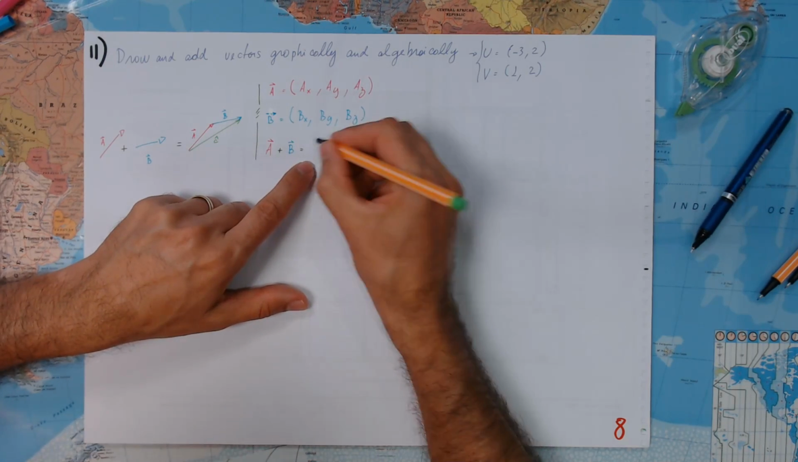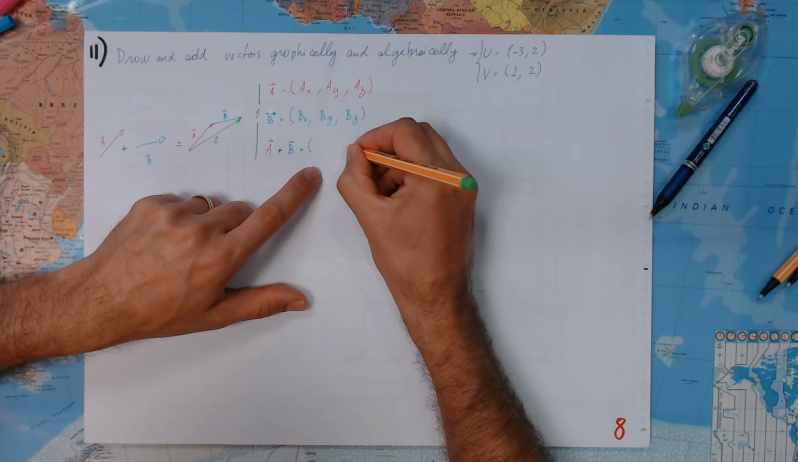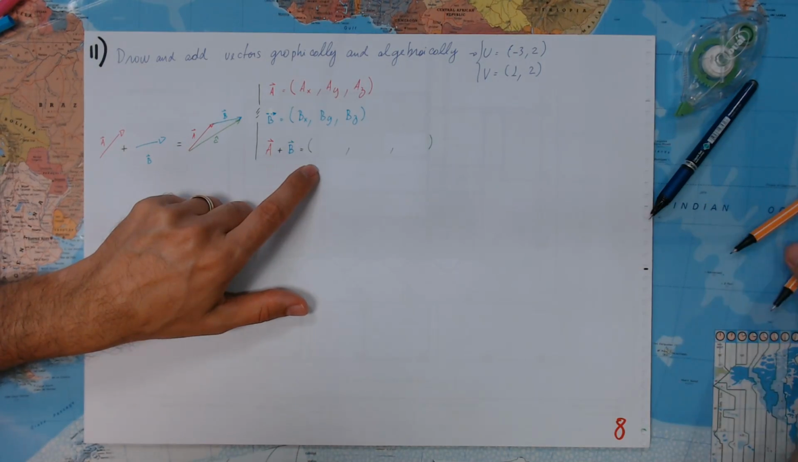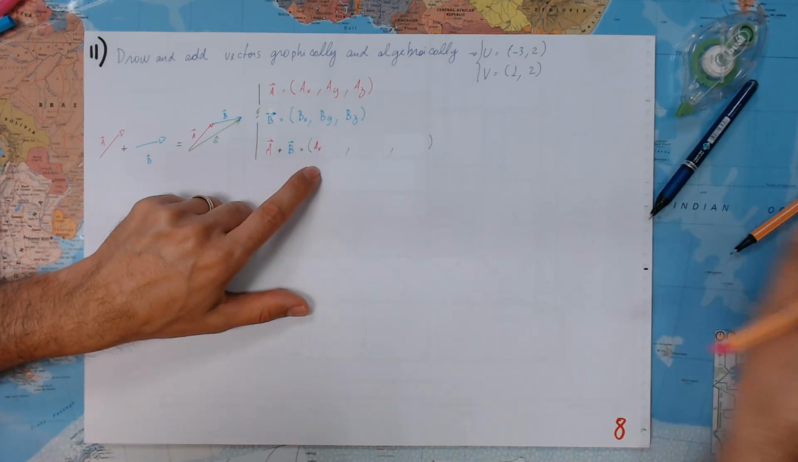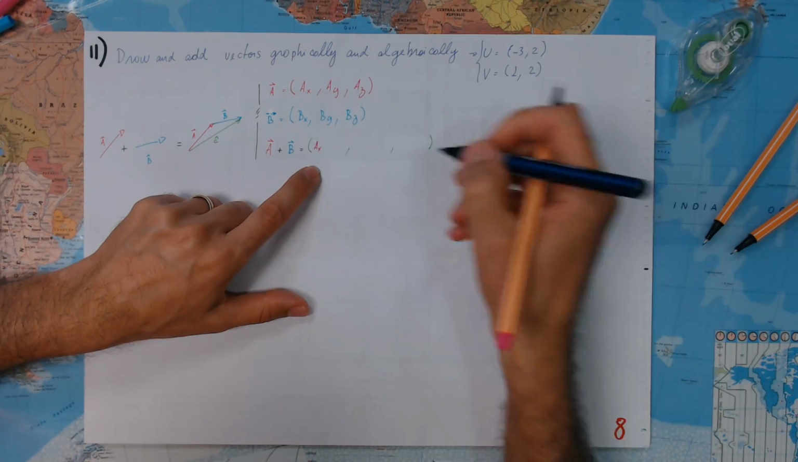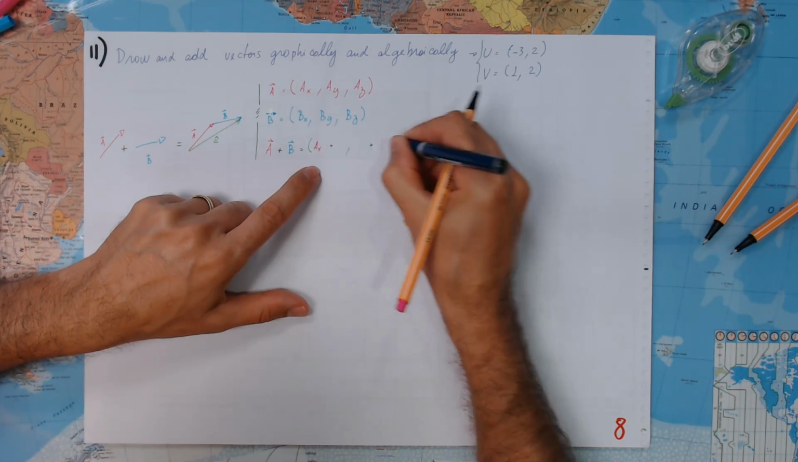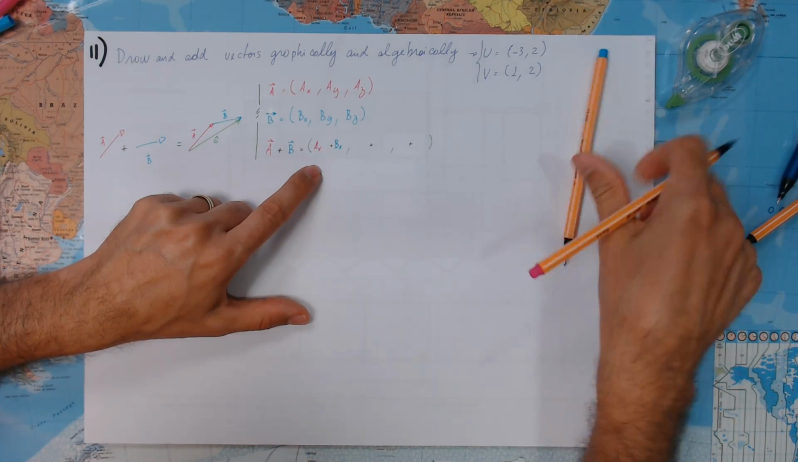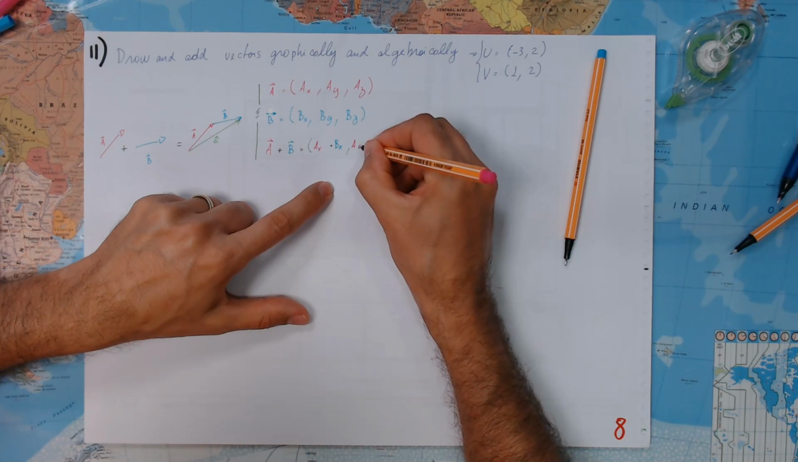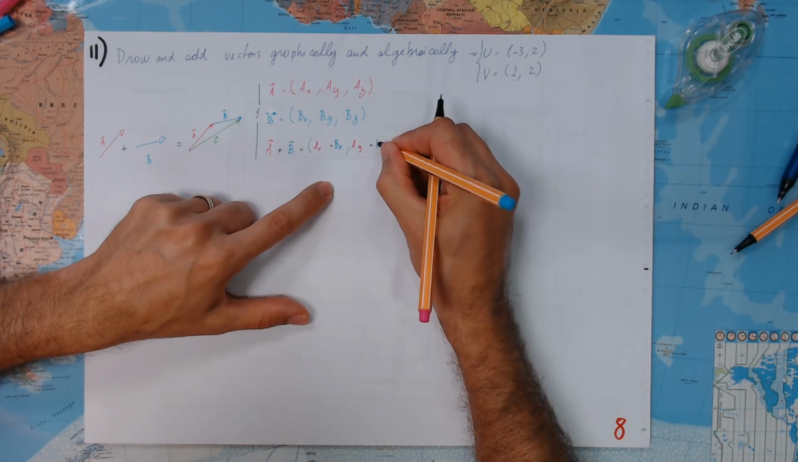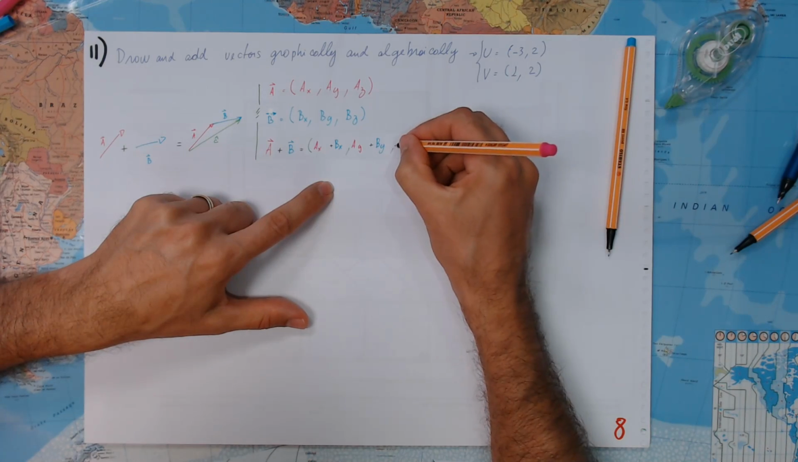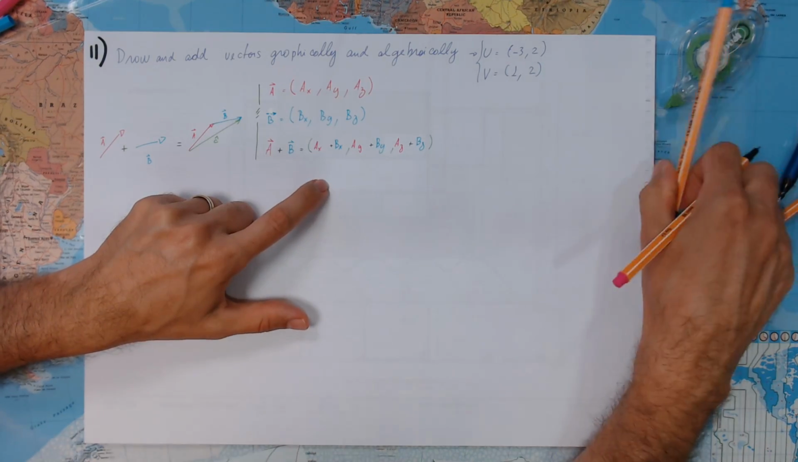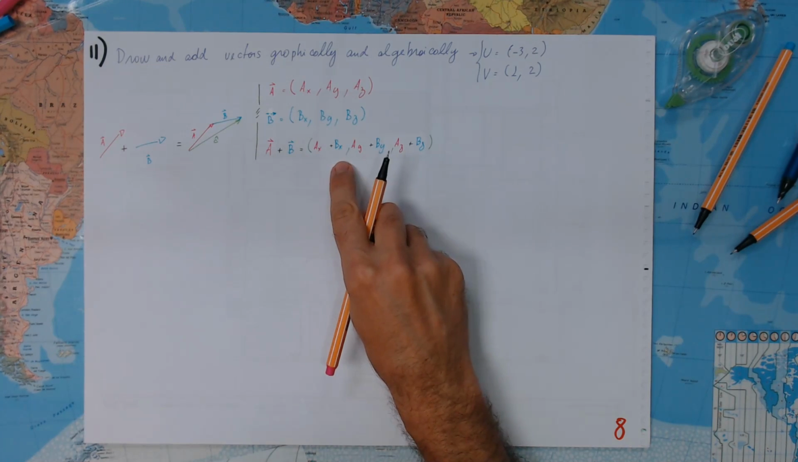And what is going to be C? Well, we just have to add coordinate by coordinate. This is going to be AX plus BX, then AY plus BY, and then the third coordinate AZ plus BZ. Okay, simple as that. And that is going to be the coordinates.